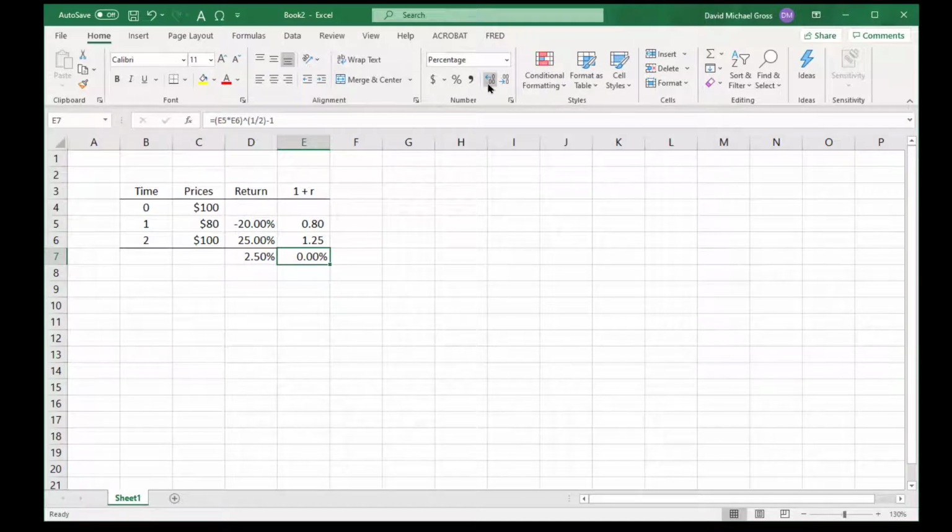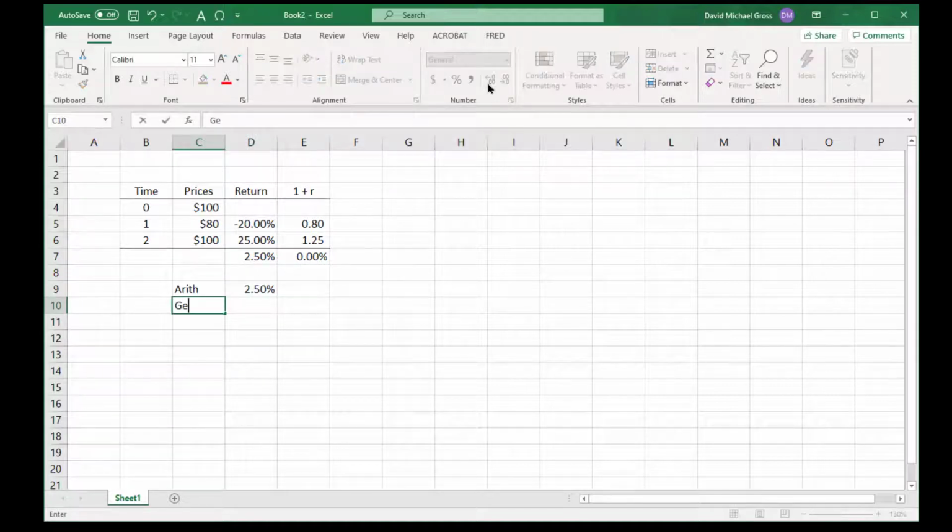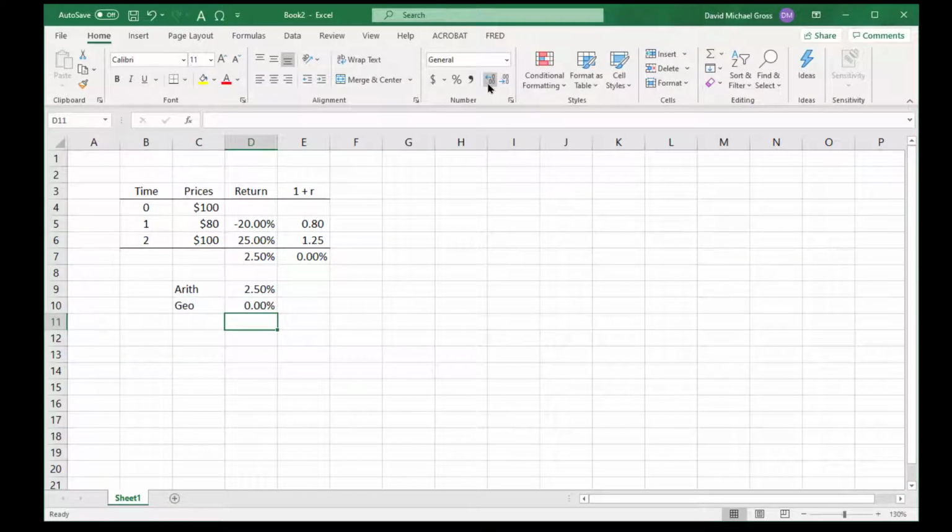Okay. And so now I have an arithmetic mean of 2.5%, but I have a geometric mean of 0%. Let me think about this. So the geometric mean is also the compound annual growth rate. It's also, well, the holding period return. And I can see that if I start with 100 and end with 100, then my holding period return is really 0. And so this is an important distinction between the arithmetic average, which is just sum up the returns and divide by 2, versus the geometric mean.